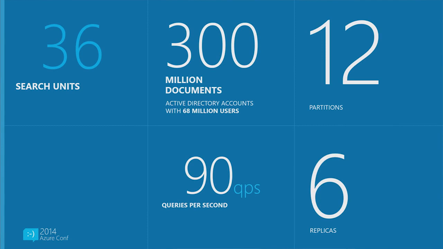And if we want to look at the numbers again, we can have up to 36 search units inside the Azure Search Service. This means that you can have up to 300 million documents inside the search service, and you can have these documents with 12 partitions. And then you can also have 6 replicas, which are there to scale the queries per second. You can have 90 queries per second with 6 replicas.